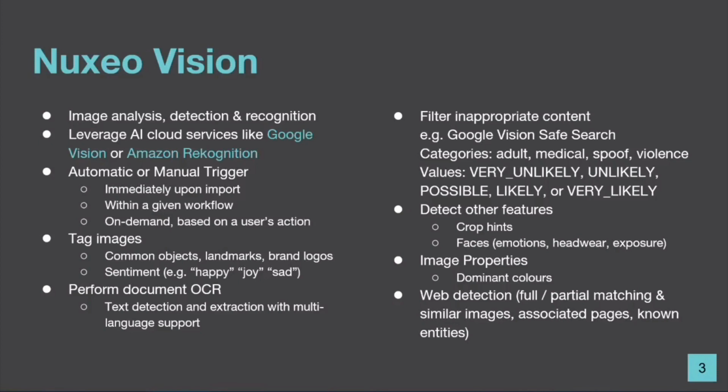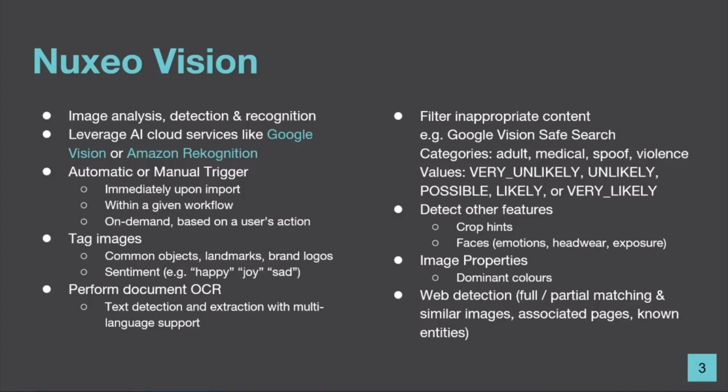So Nuxeo Vision can be used to tag images with objects that can be identified in those images and videos, such as landmarks, brand logos, etc. We can also do face detection, such as sentiment analysis, like happy and sad. We can also do text extraction and OCR, or optical character recognition, to pull out the text and store that in our metadata. We can also filter inappropriate content in the case of Google Vision. They have their safe search method where we can categorize in 4 different categories, such as adult material, medical, spoof, and violence, and then a range of options from very unlikely through to very likely.